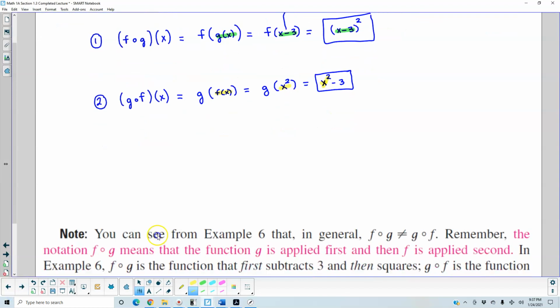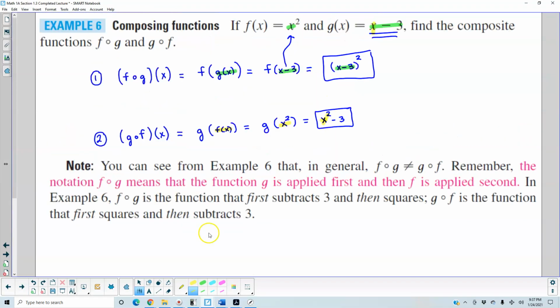Now let's make a note here. As you can see from this example that in general, f composite g does not equal g composite f. Remember that the notation f composite g means that the function g is applied first and then f is applied second. In this example, f composite g is the function that first subtracts 3, then squares. G composite f is the function that first squares and then subtracts 3.